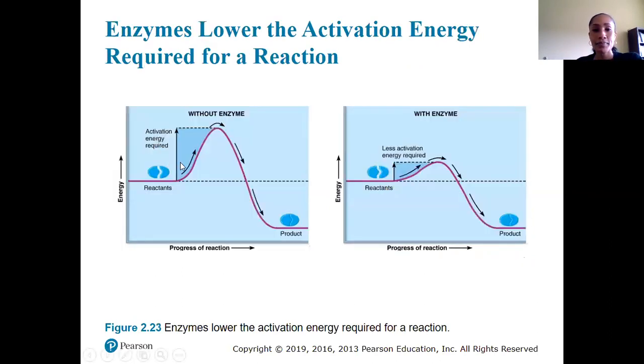Here we see how enzymes also speed up a chemical reaction. So we've got these reactants here. And if there's no enzyme in the reaction, it takes all of this energy, which we call the activation energy, to initiate the reaction to then form the product. Versus if an enzyme is present in a reaction, it takes only this amount of energy to start the chemical reaction, and then we form our products faster.